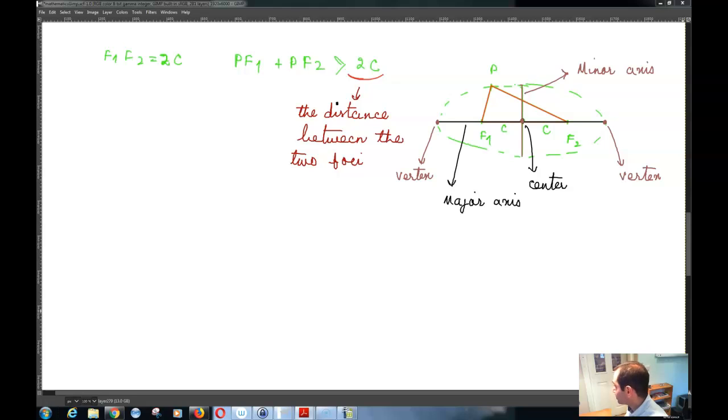Now, in order to have some sort of standard over here, at least in the text that we are working with, and usually wherever you go and deal with these ellipses.